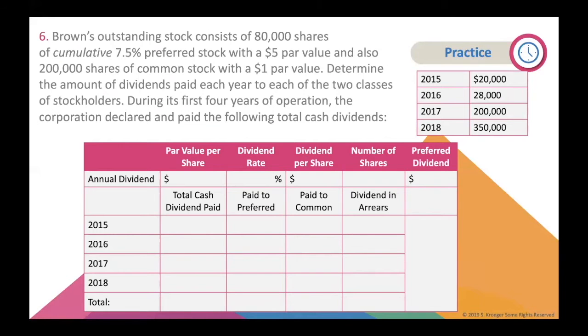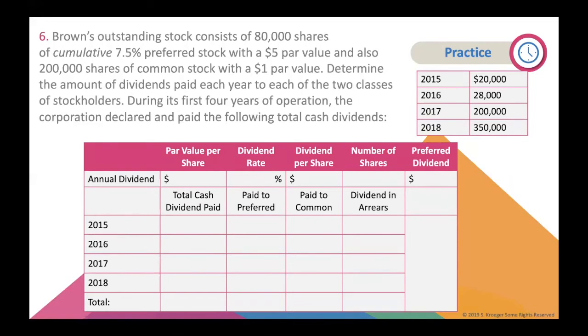Brown's outstanding stock consists of 80,000 shares of cumulative 7.5% preferred stock with a $5 par value, and also 200,000 shares of common stock with a $1 par value. Determine the amount of dividends paid each year to each of the two classes of stockholders. During its first 4 years of operation, the corporation declared and paid the following total cash dividends. In 2015, it's 20,000, 2016, it's 28,000, 2017, it's 200,000, and in 2018, it's 350,000.